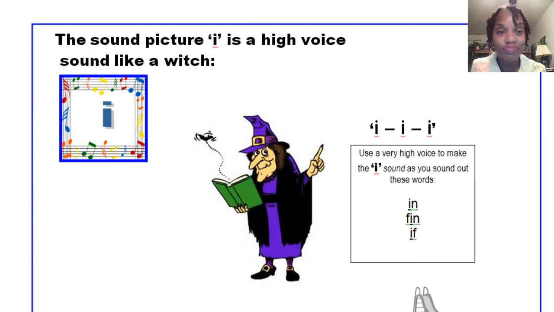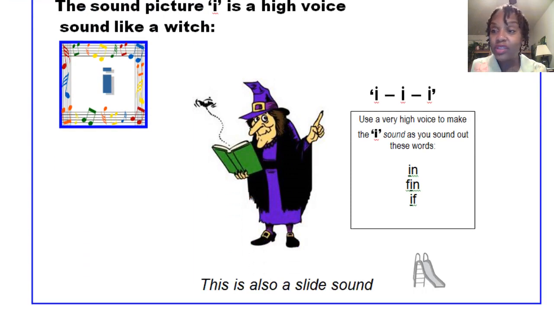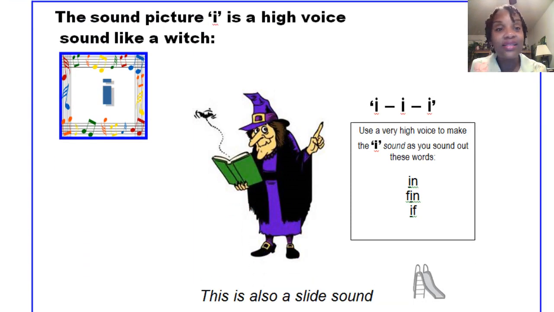But on the other hand, this sound picture here is a high witch sound. So you use a high witch sound when you say this sound picture here. Who remembers what this sound picture is? Right? To make this sound, it's like a witch. Good job. Good job. All right.